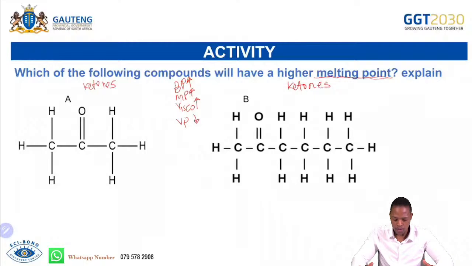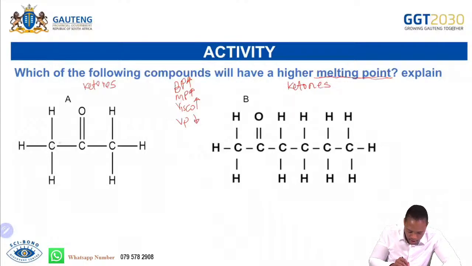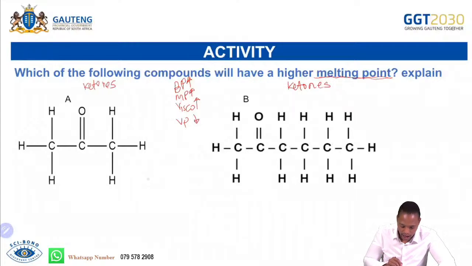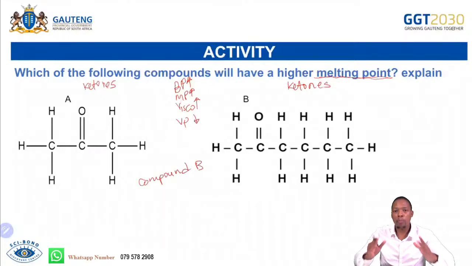So how am I going to answer this one? I go down to the molecular size. Oh, I check. This one has 3 carbons, 1, 2, 3. This one has 1, 2, 3, 4, 5, 6 carbons. The sizes of these things are not the same. So which one is going to have a higher melting point? Definitely the one that is going to have a higher melting point is compound B. Compound B is going to have a higher melting point. Definitely. Okay, so then I have the marks for choosing.